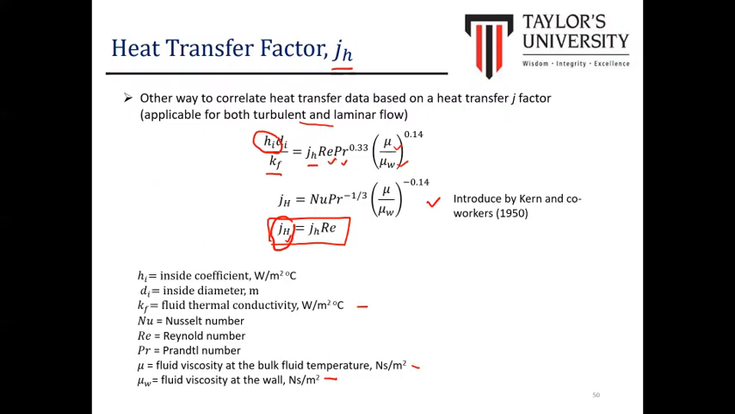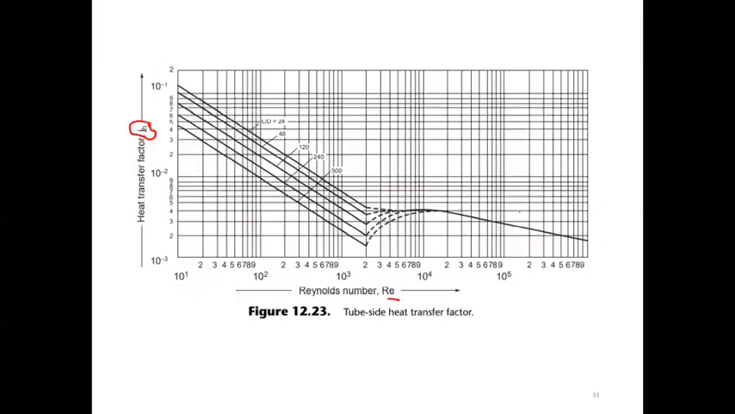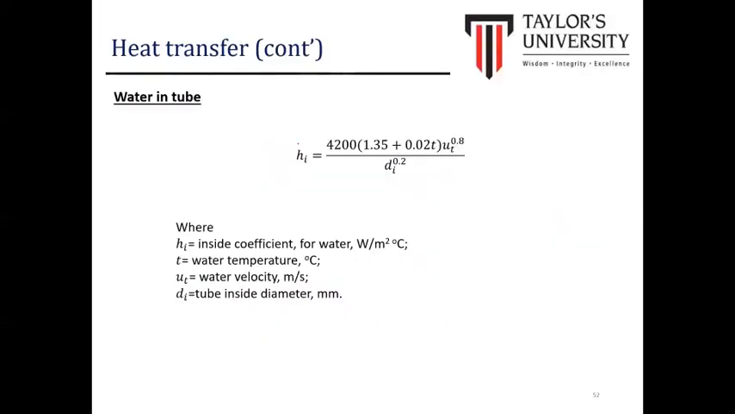This method was introduced by Kern and co-workers in 1950. Most heat transfer coefficients are referred to this method, known as the Kern method. Then we proceed to the case where we have water in the tube. You may determine the heat transfer coefficient inside, hi, using this equation. We require the information of the water velocity and the tube inside diameter.